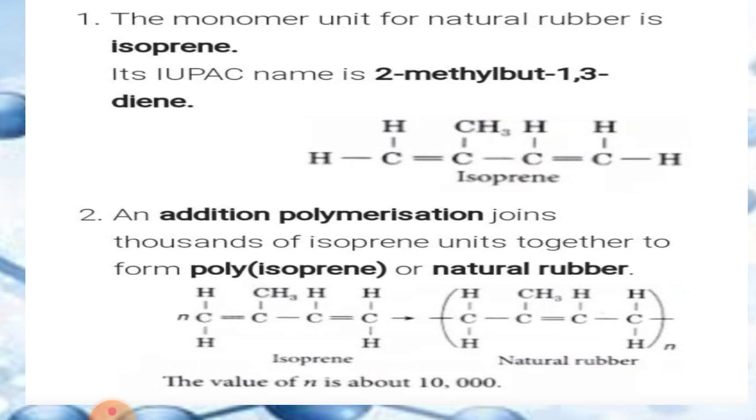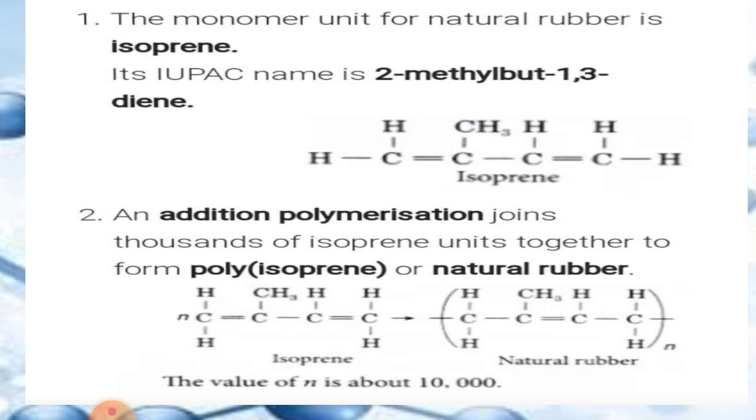This isoprene monomer will undergo addition polymerization in which thousands of isoprene units join together to form polyisoprene, which is natural rubber. Here, seeing the reaction, n number of isoprene units will undergo the polymerization process, and that n will be about 10,000. Then it will give you natural rubber.